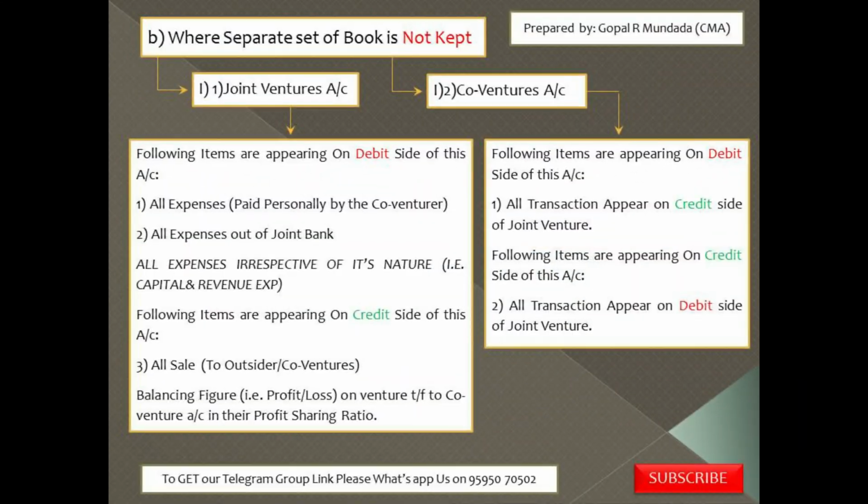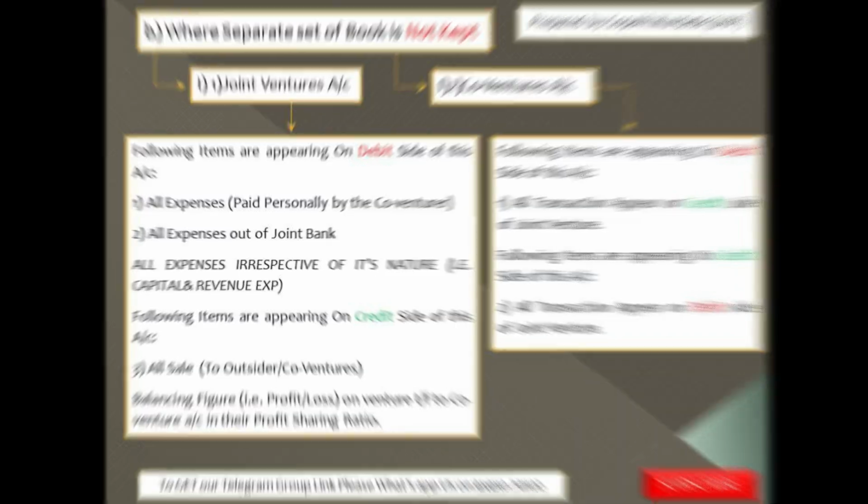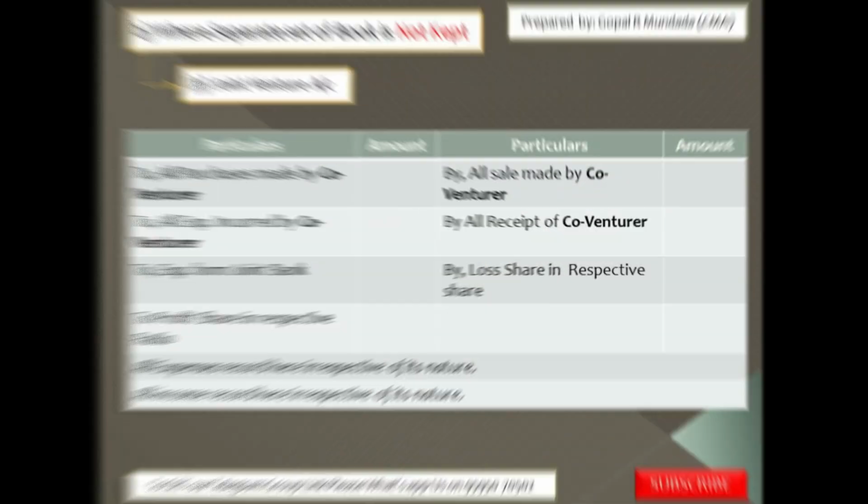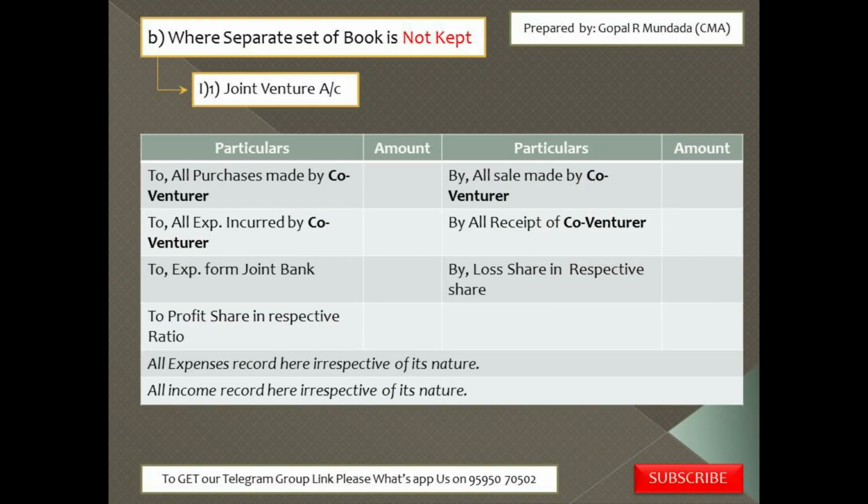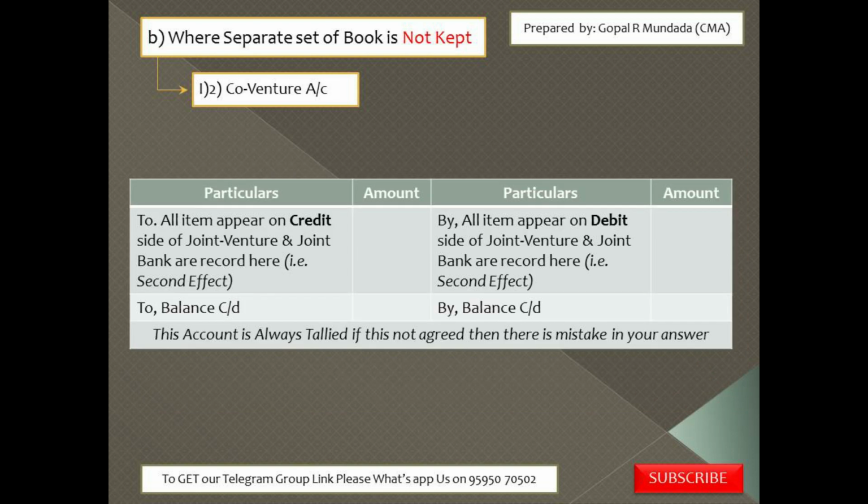Next is where a separate set of books is not kept. In such a case, 2 accounts are mainly opened, and the first of these is the joint venture account, which we have already discussed. And another account is the co-venturer account. The following items appear on the debit side of this account: all transactions that appear on the credit side of the joint venture account.